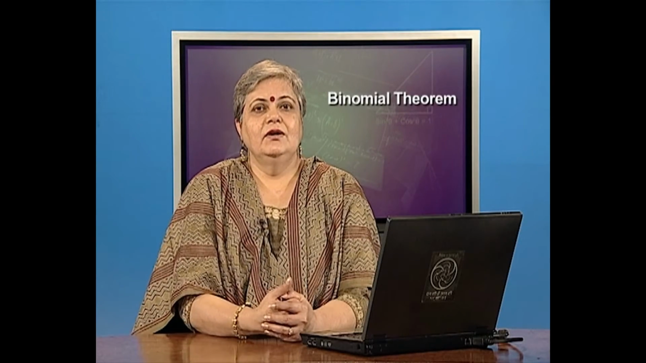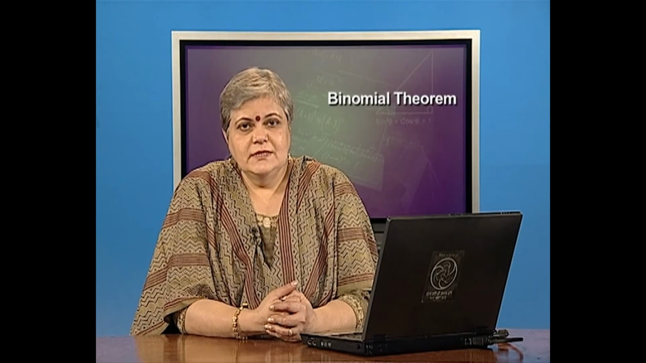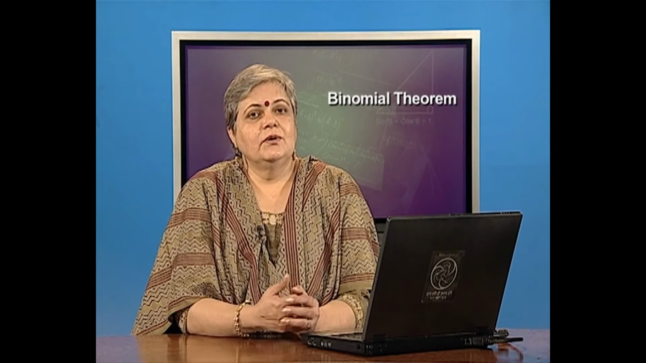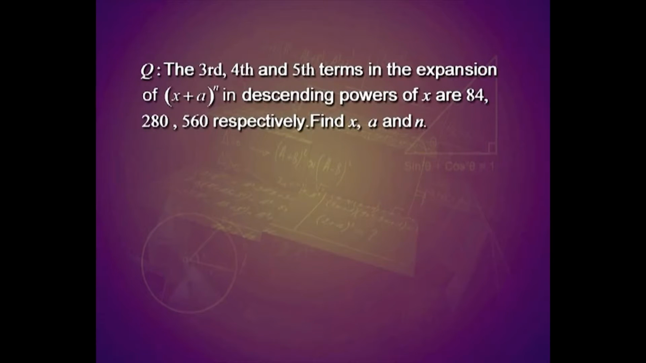So, now we are not talking about 1 plus x to the power n. We are talking about a plus x to the power n, and we are given that the expansion has to be in descending powers of x. So, x is to be taken as the first term, and a will be taken as the second term. Starting with the general term of the expansion of x plus a to the power n, we have nCr x to the power n minus r, a to the power r.